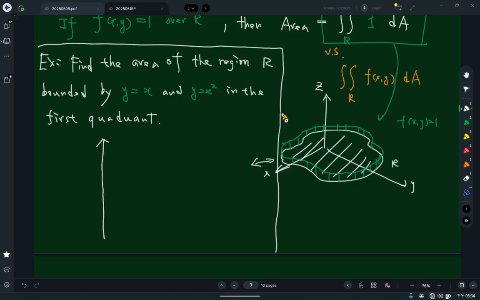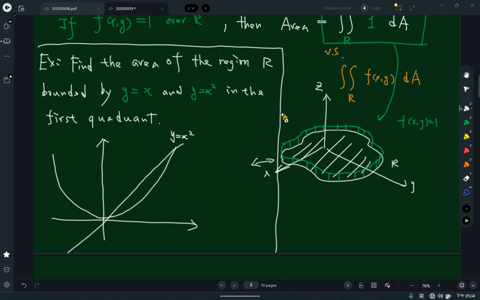So for this, we need to draw the region first, which is bounded by y is equal to x squared and also y is equal to x. This is y is equal to x. So this is the region, right? Just imagine that this part is here. For each point, we make its height as 1. All of them are 1, right?